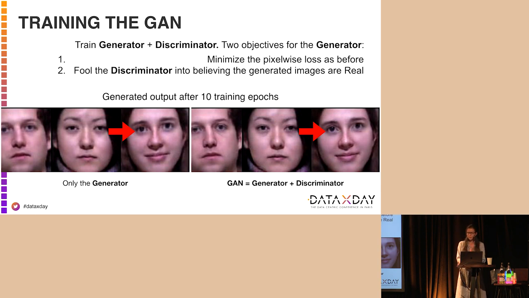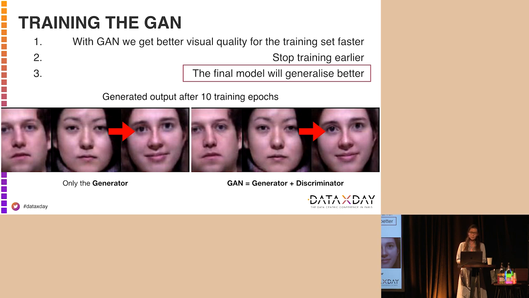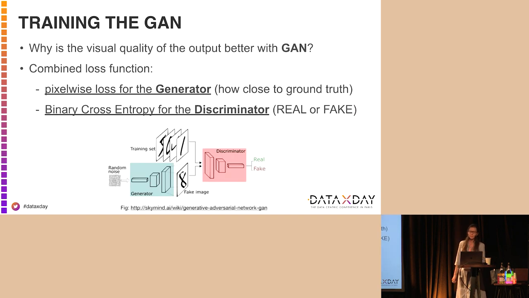So at first, this seemed like a sort of surprising random result. But actually, if you think about it, it makes sense. And of course, the reason why this is a good thing is that once we get better visual quality for the training set, we can stop training, and the final model is going to generalize better. So that was the first out of the three-part question that I asked. Why is the visual quality of the output better with GANs?